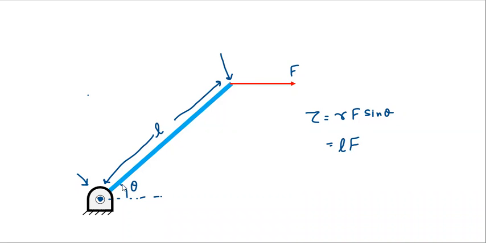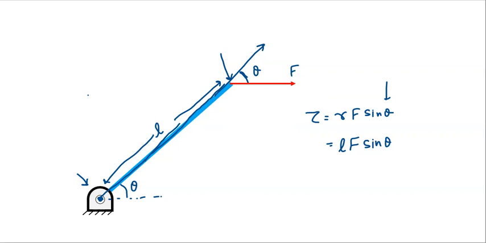What you have to do is extend this line, the line joining the point about which the body will rotate and the point where the force is applied. And this angle will be your theta angle. If we see, this angle is theta only, because this theta and this theta will be equal. So the torque will be L F sine theta. This is how you have to calculate torque on a body.